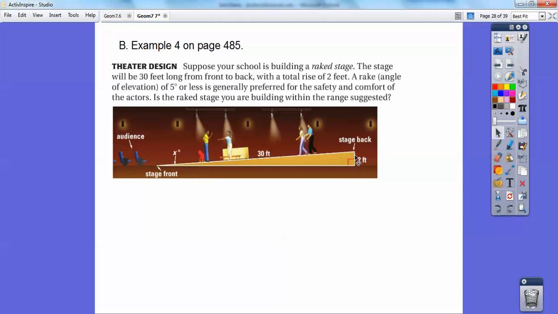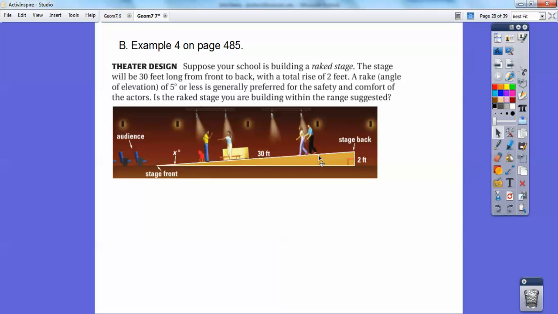2 feet over here. The rake angle of elevation is this little angle right there inside that little right triangle. A rake angle of elevation of 5 degrees or less is generally preferred for the safety and comfort of the actors. Is the raked stage you are building within the range suggested?